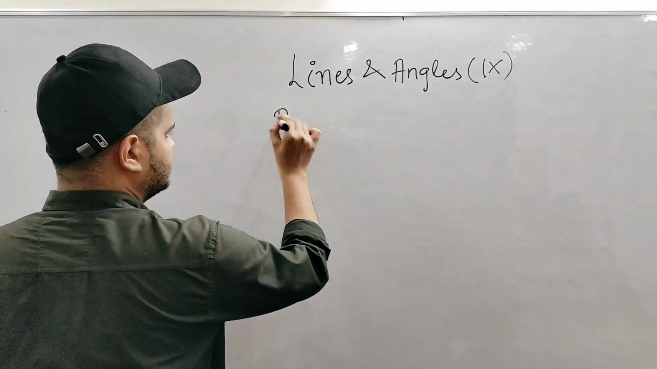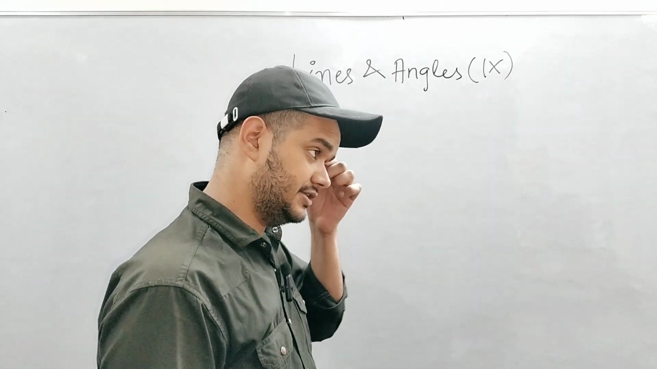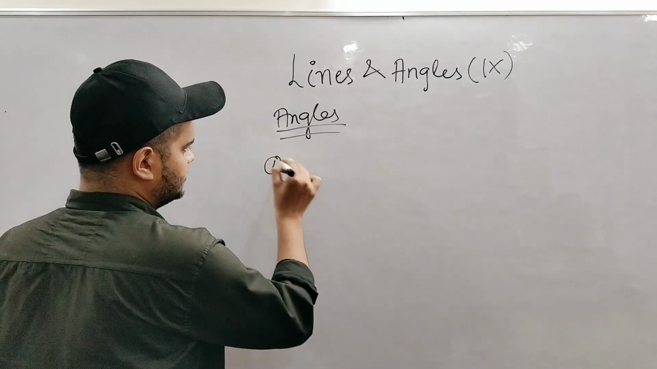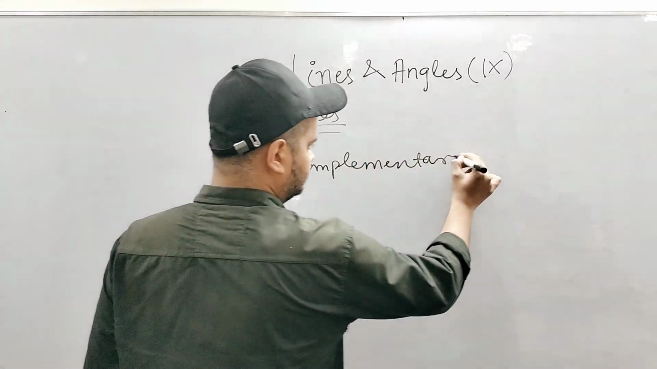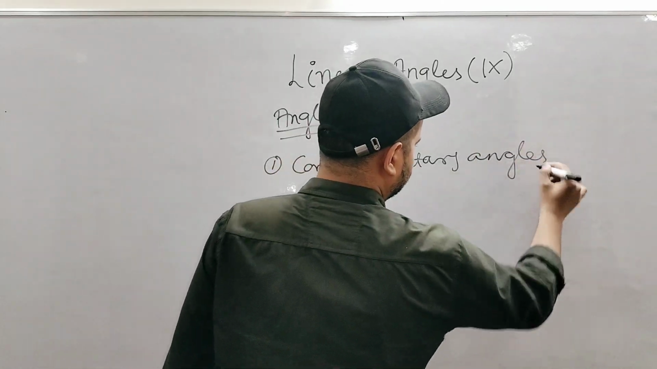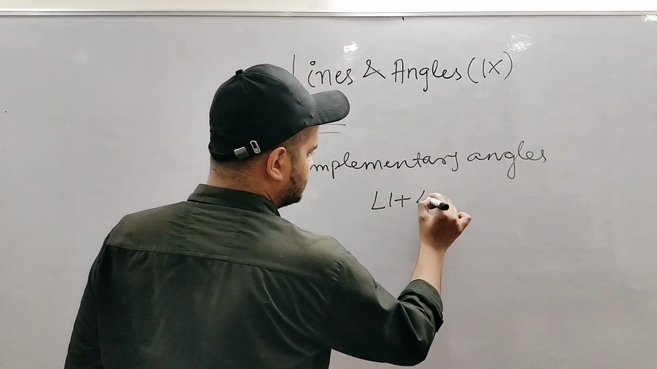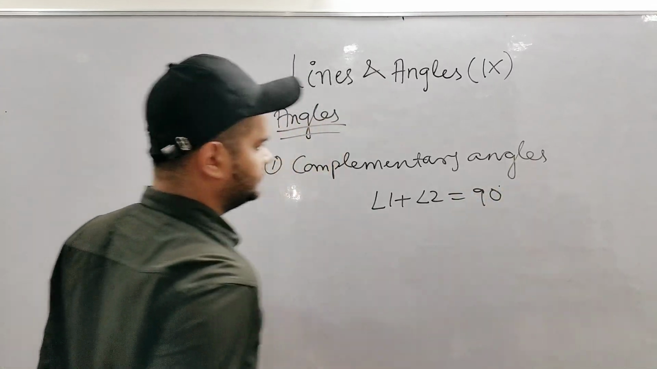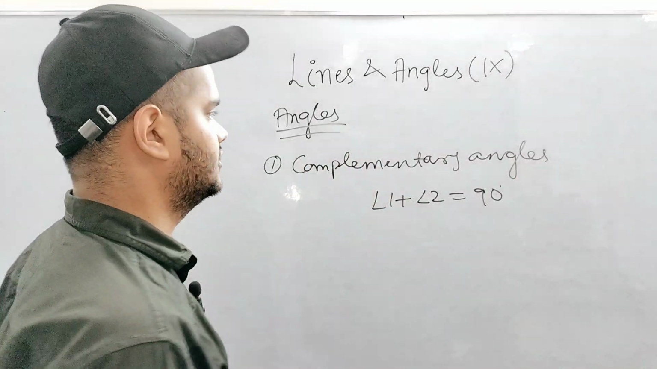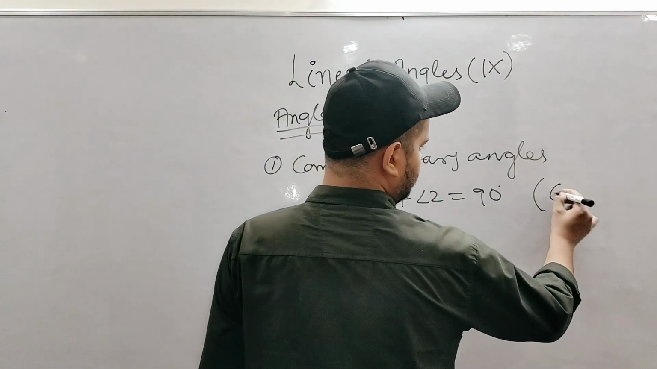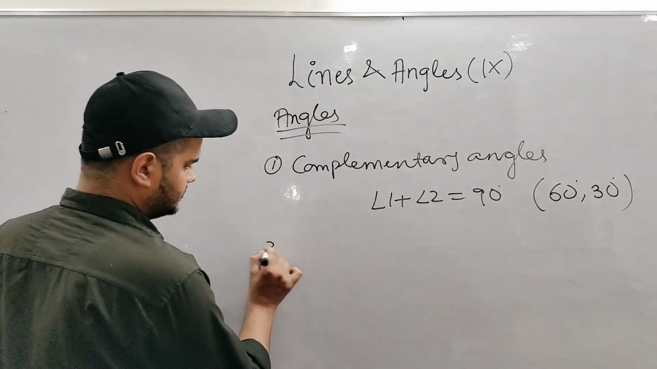Now talking about angles, there are lot of angles to deal with in class 9th. Now first is complementary angles. Now what is this? When two angles give sum as 90 degree. जब दो एंगल का सम 90 डिग्री होता है, they are termed as complementary angles, like for example 60 degree and 30 degree.